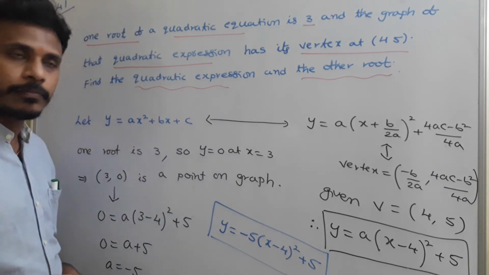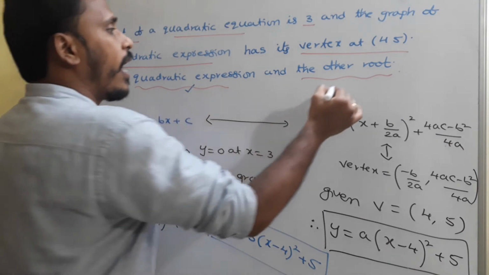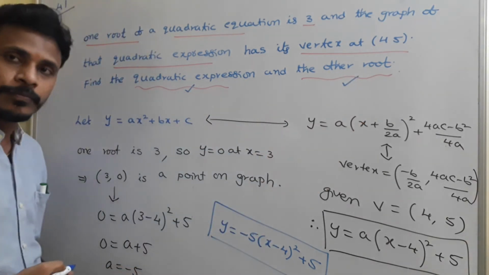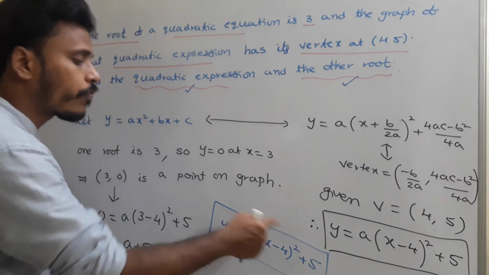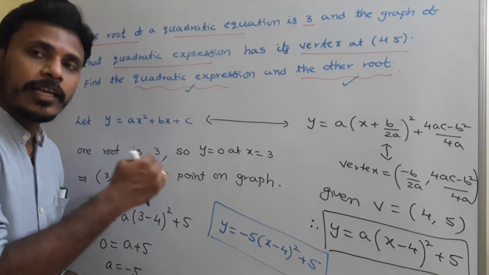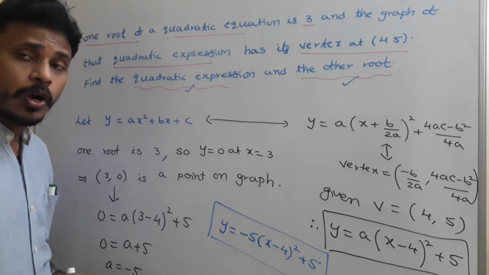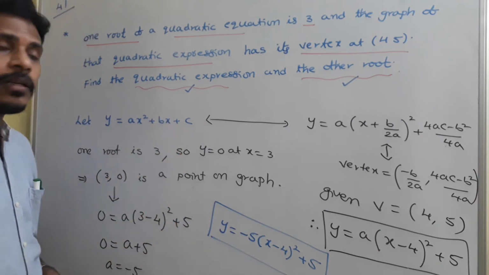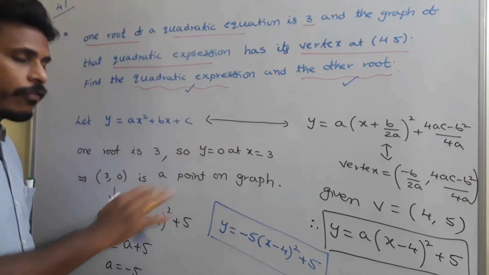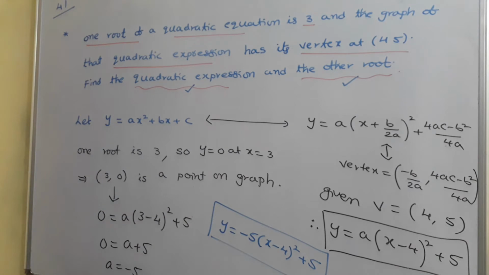The question is asking us to find the quadratic expression as well as the other root. Then we need to find the roots of this expression. As we know one root is 3, use either the product of the roots or the sum of the roots to find the other one. I need some space here, so I will erase this first and then continue. Just have a look once again.